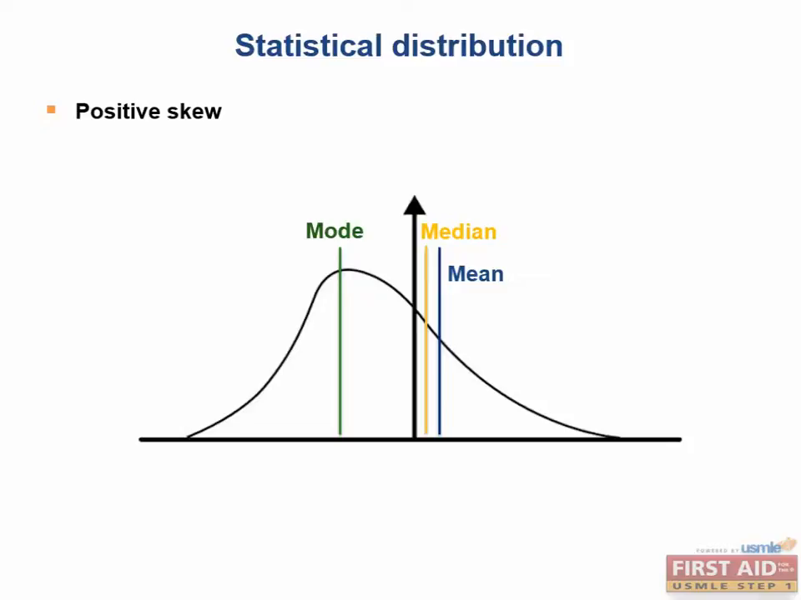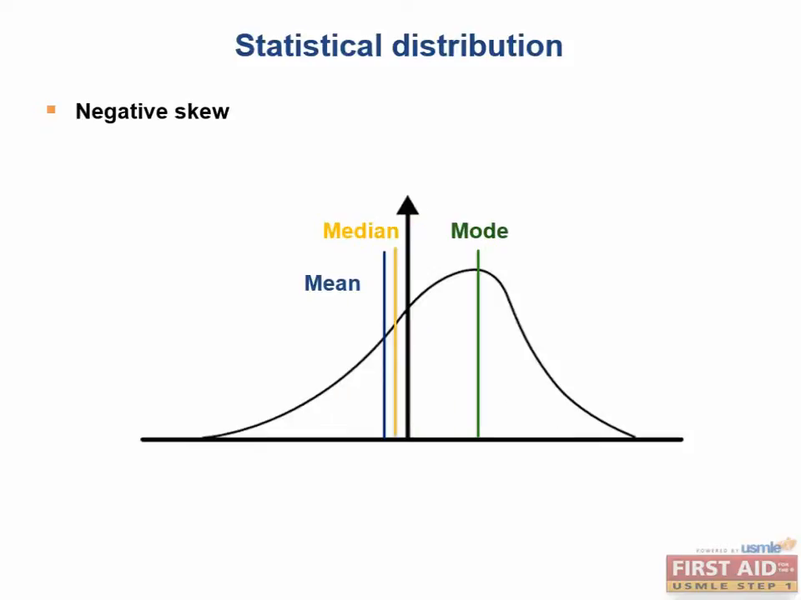A positive skew is a distribution that occurs when there is asymmetry with the tail lying on the right. In these distributions, the mean is usually greater than the median, which in turn is typically greater than the mode. A negative skew in a distribution occurs when there is asymmetry with the tail lying on the left. In these distributions, the mean is usually less than the median, which is typically less than the mode.